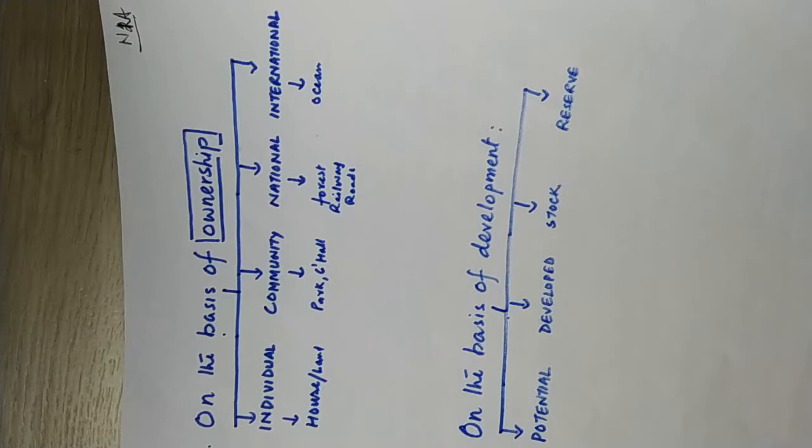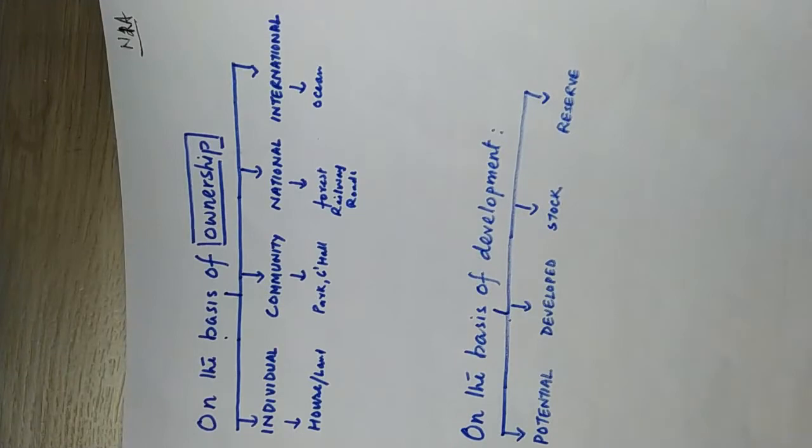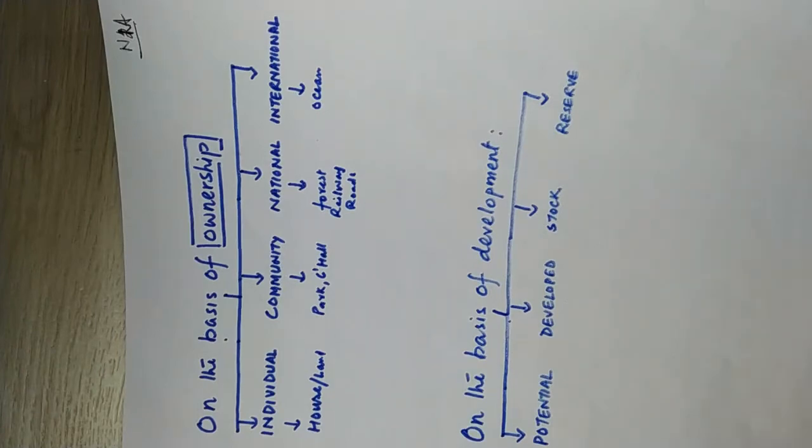Now individual resource means your house, your land, they are all your own individual resource, because you are the owner of that house. And community resource is maybe park or community hall or health club, like that. National resource is all forest, railway, roads, national highway or state highways. International resource means the ocean.